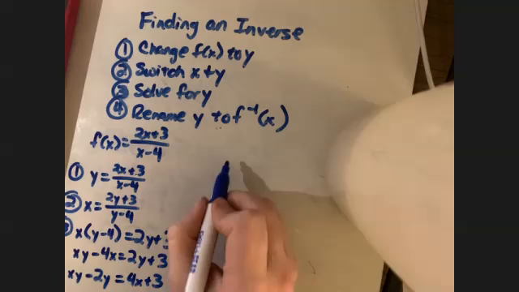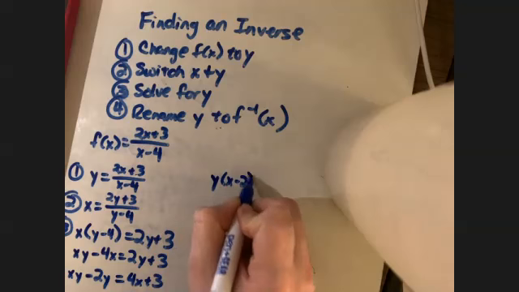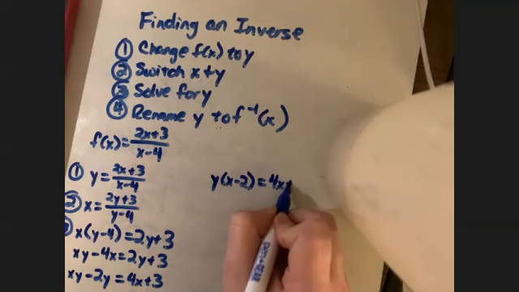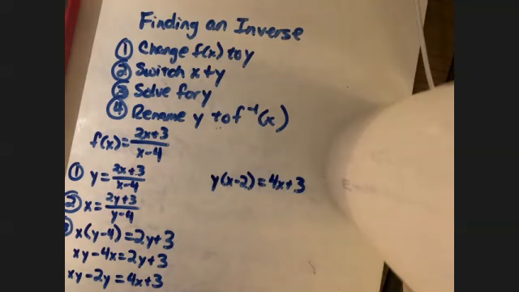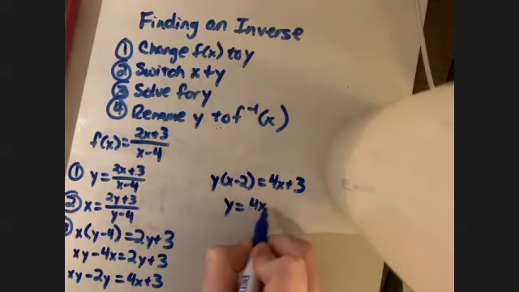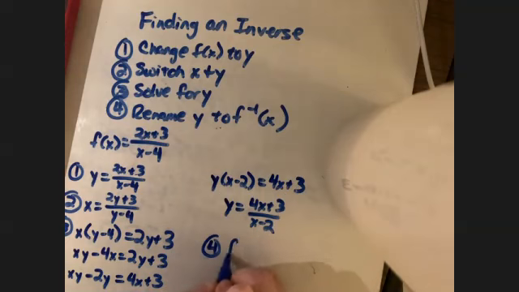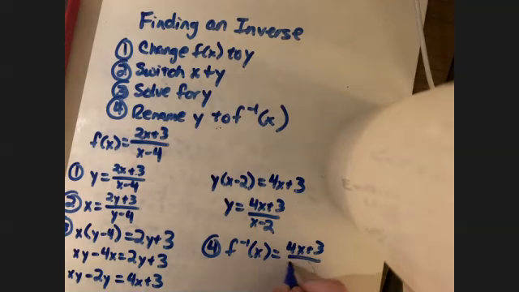I'm going to bring this up here. Then I'm going to factor that y out. This is a common trick that we see done in math: when we have multiple letters, we try to get all the letters to the same side, and then we just factor it out. Now I'm going to divide the x minus 2 off. Now notice I have y by itself with the rest of this. So now my inverse is going to be 4x plus 3 over x minus 2. Okay, so there's our inverse for that one.